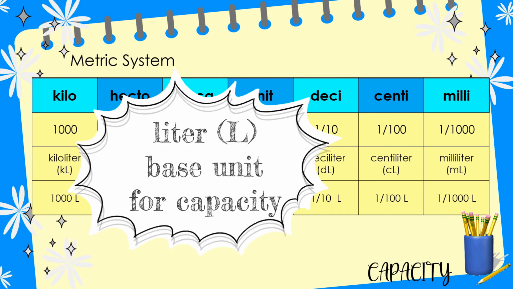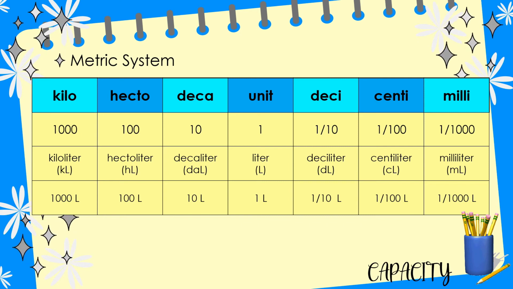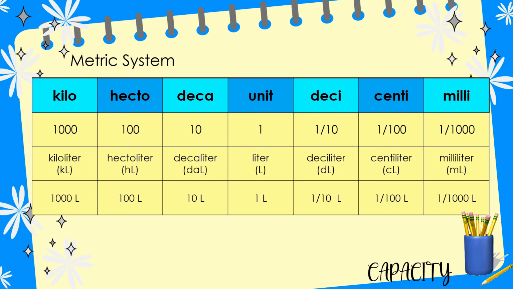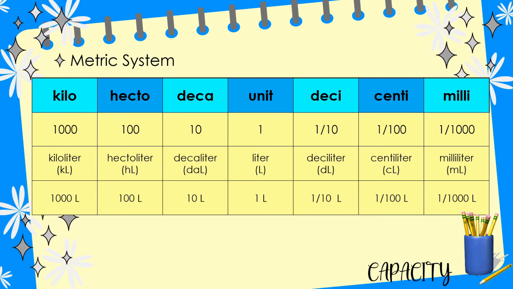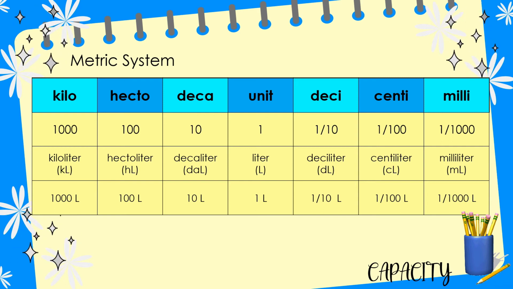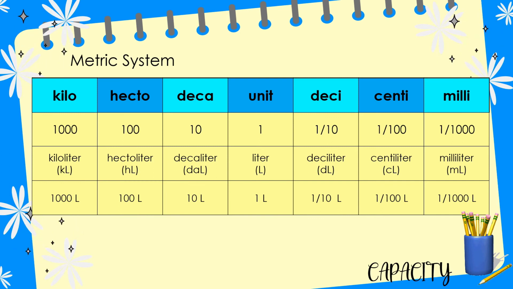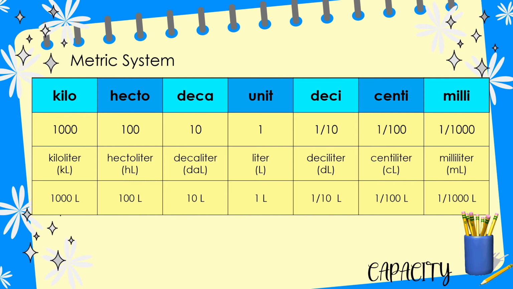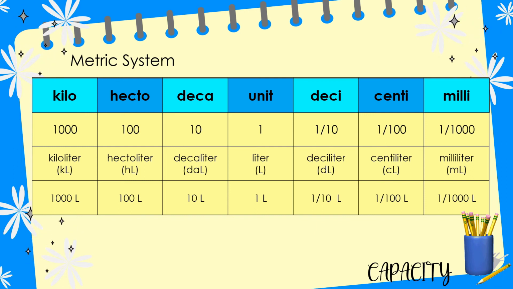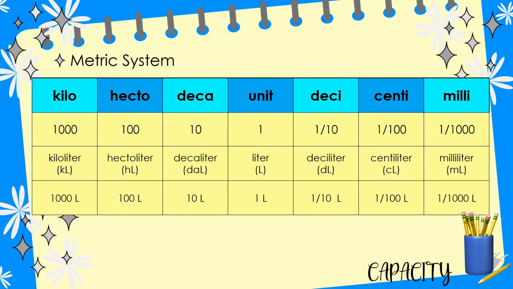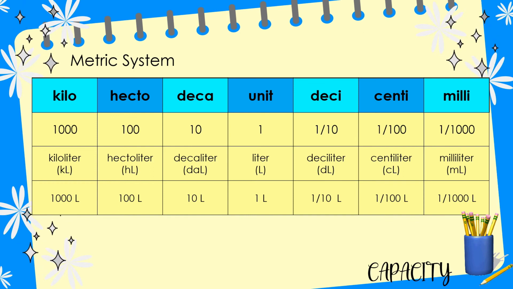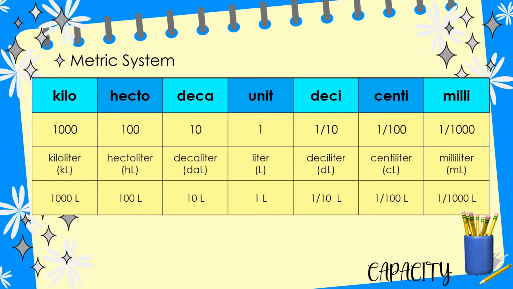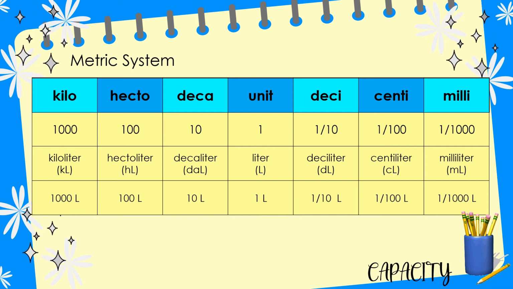Pag pinagsama natin yung prefix saka yung base unit, makakabuo tayo ng another name for the unit of measurement para sa capacity. So, kilo plus liter is kiloliter, abbreviated as KL. Always remember na capital L dapat yan. So, 1 kiloliter is equivalent to 1,000 liters and 1 hectoliter is equivalent to 100 liters, so on and so forth. So, mag-convert na tayo.